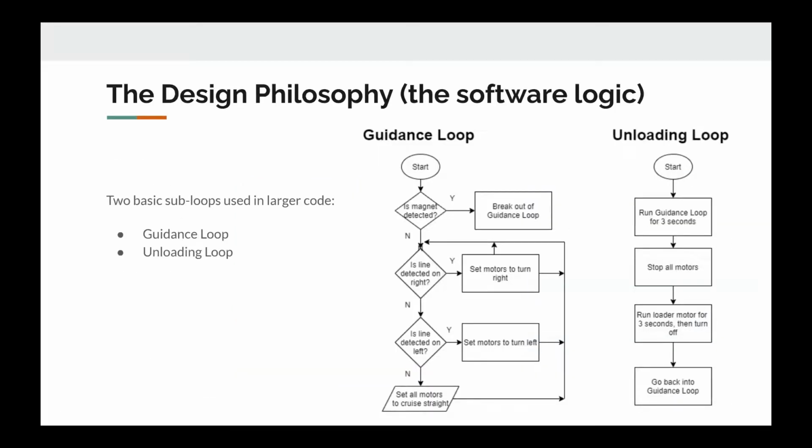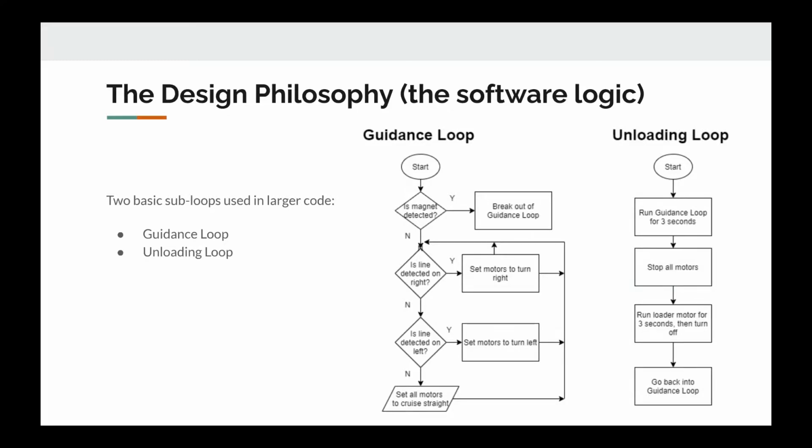The main code implemented a few smaller loops. We thought it would be easier, instead of repeating big blocks of code over and over, to use smaller user-defined functions. So we had a guidance loop, which was basically a line following mode. It would first ask if the magnet was detected through the Hall sensors. And if that was not true, then it would see if a line was detected on the left or the right side with the line finders.